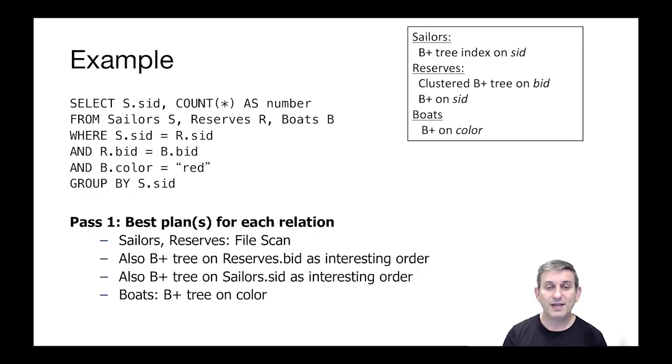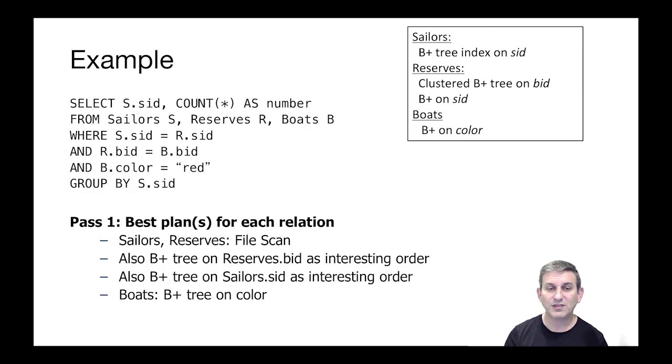Okay. So the best plan for each relation, let's say that for Sailors and Reserves, when you look at this query, there's no selections on those two tables, no single table selections. So the best plan for each of those probably works out to be a file scan. And of course, we'd look at all the plans and pick the cheapest, but it's going to turn out to be a file scan. Now notice that we have this B plus tree on reserves.bid, and that could be used in the join of r.bid and b.bid. So that's an interesting order, so we'll keep that.